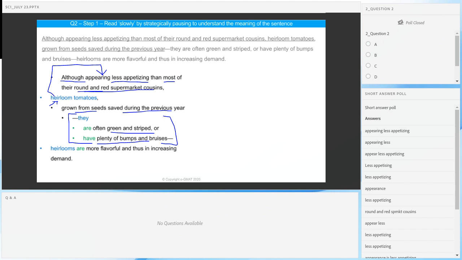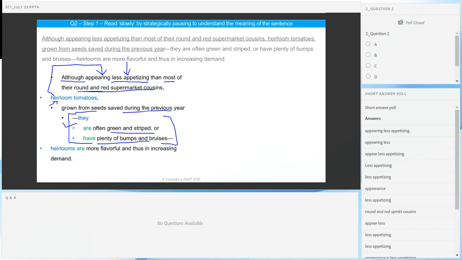The author has not left it for our speculation: if the supermarket cousins are round and red, how would heirloom tomatoes look? Because the author is saying that they look less pretty, right? So the author is giving us that information. Yes, they look less pretty, because imagine a tomato that is green and striped and has bumps and bruises on its skin. That's not how we buy tomatoes generally. We look for round and red tomatoes, right?